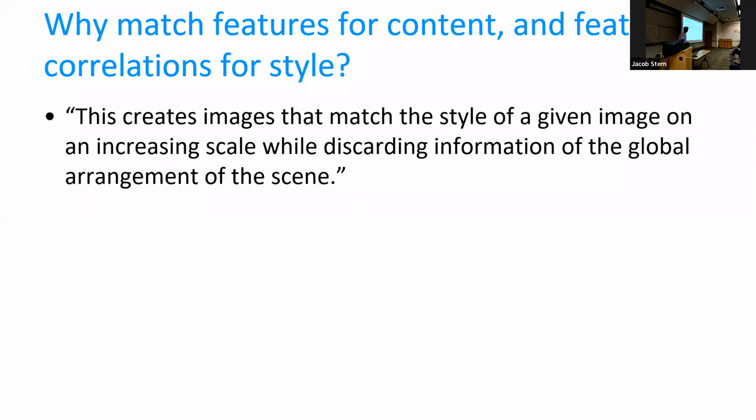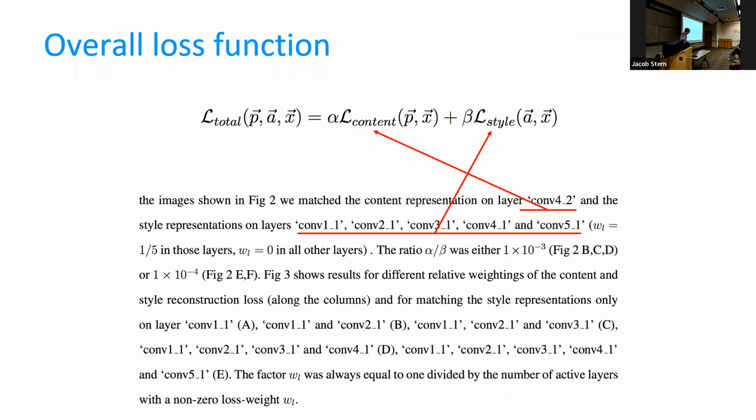Okay, and then this just sums up what we just said. This is a line from the paper. Why are we matching features for content and feature correlations for style? It's because this creates images that match the style of a given image on an increasing scale while discarding information of the global arrangements. Okay, so specifically the layers we use are conv 1_1, 2_1, 3_1, 4_1, and 5_1 for the style features, and then conv 4_2 for the content information.